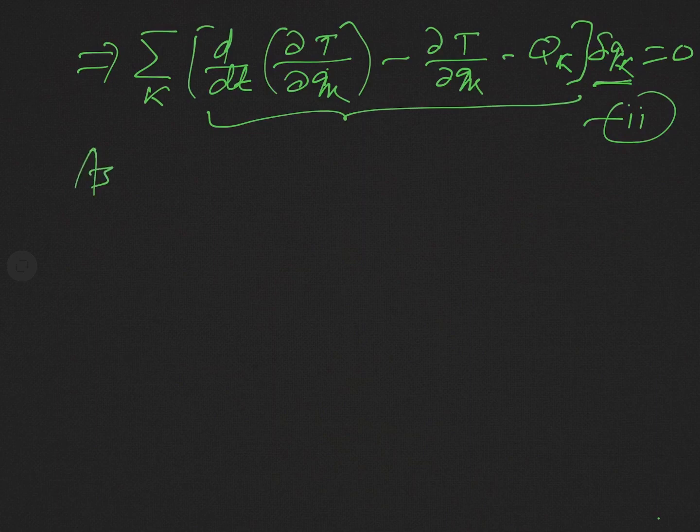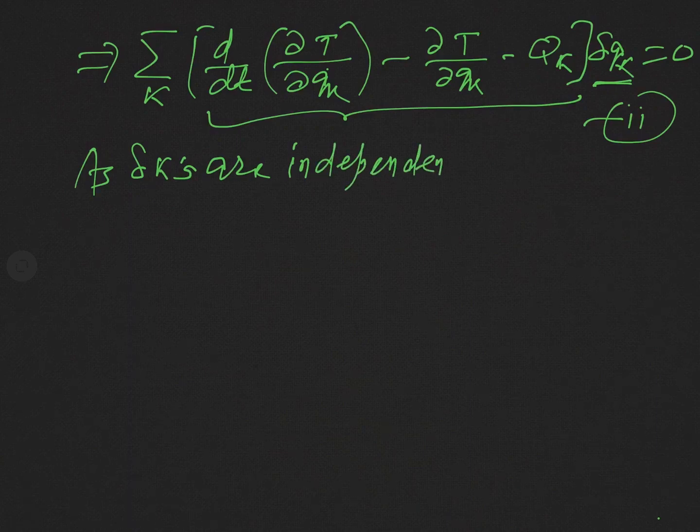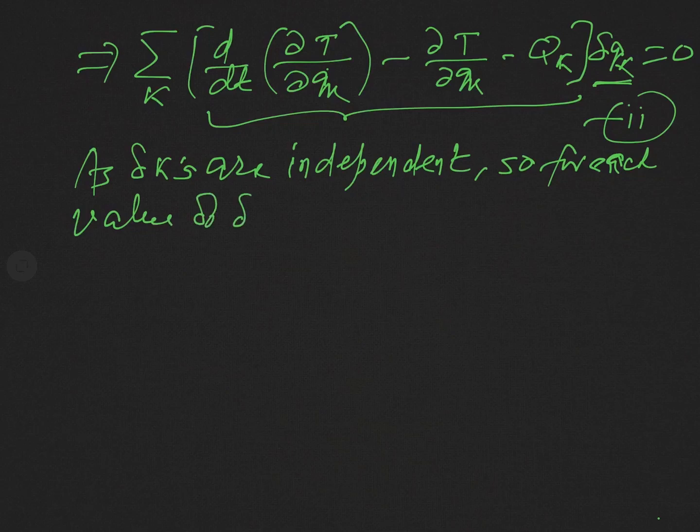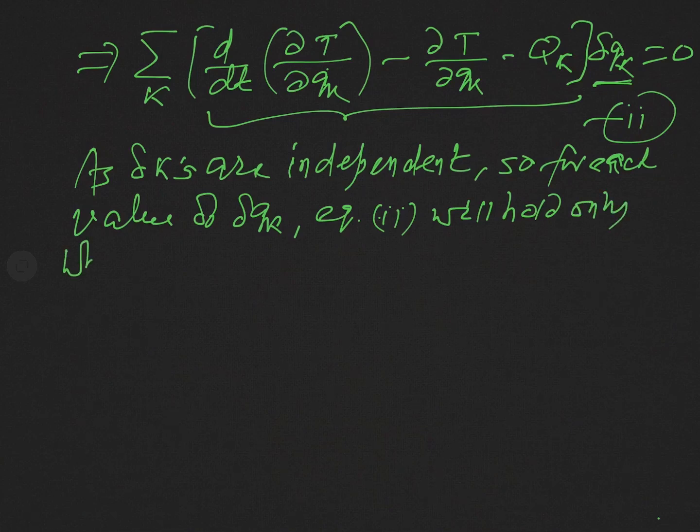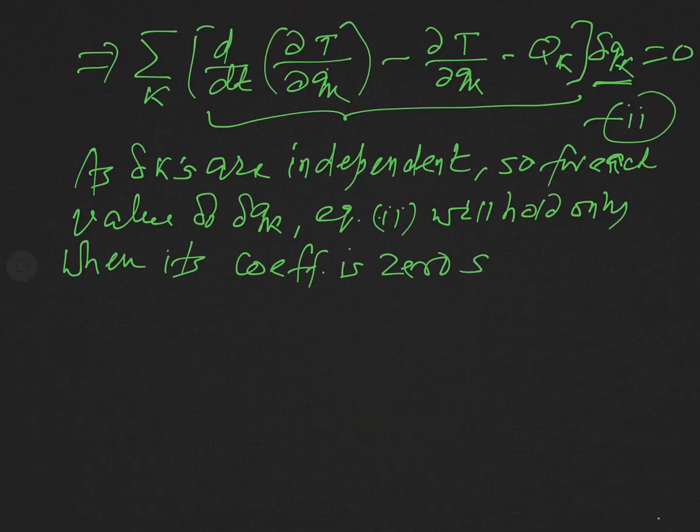I just write it in short: delta qk's are independent, so for each value of delta qk, equation 2 will hold only when its coefficient is 0 separately.